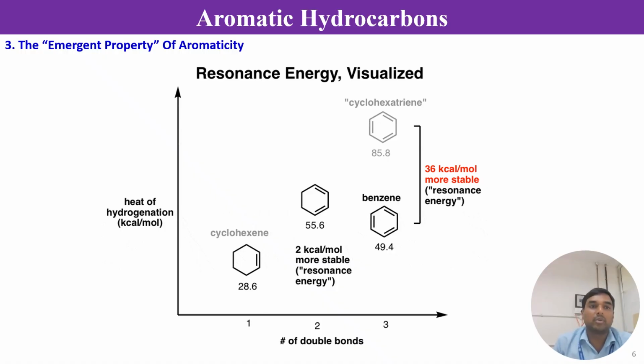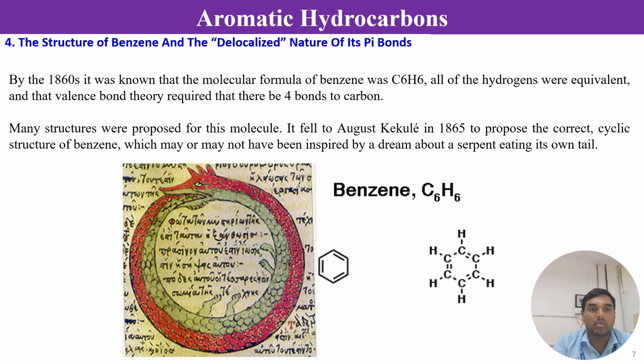So you can see from these diagrams, the heat of hydrogenation for benzene is much lower compared to cyclohexadiene. That indicates that benzene has the highest resonance energy compared to cyclohexadiene or cyclohexene. So from the beginning, people were very interested in the structure of benzene.